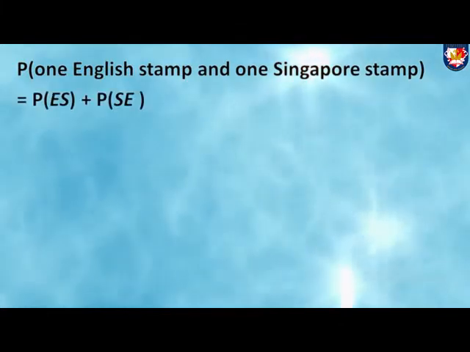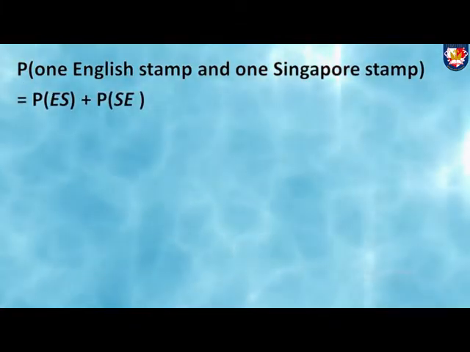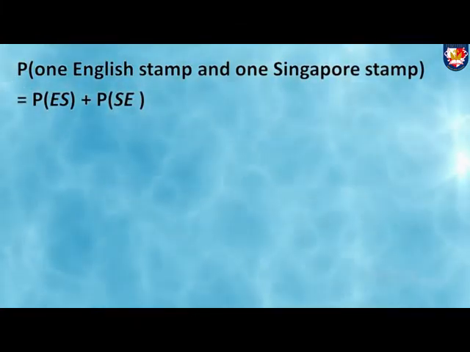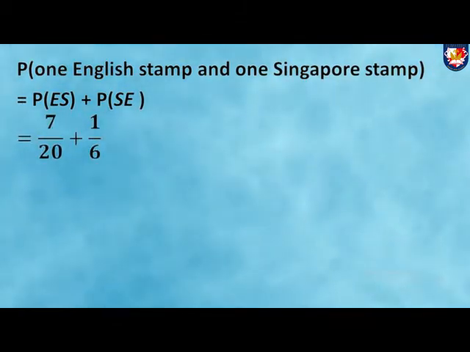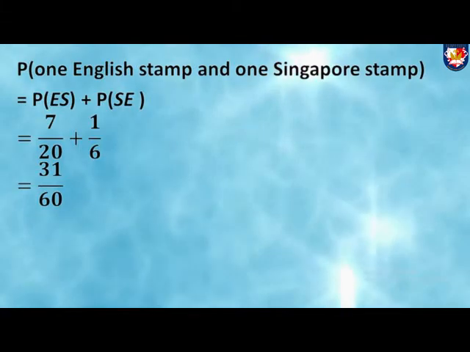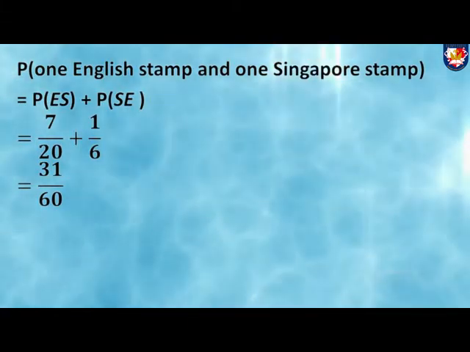So the probability of one English stamp and one Singapore stamp is equal to the probability of English-Singapore plus Singapore-English. So it equals 7 per 20 plus 1 per 6, which is equal to 31 per 60.